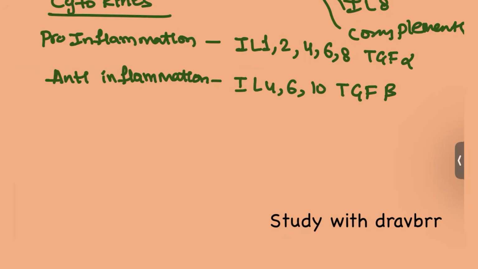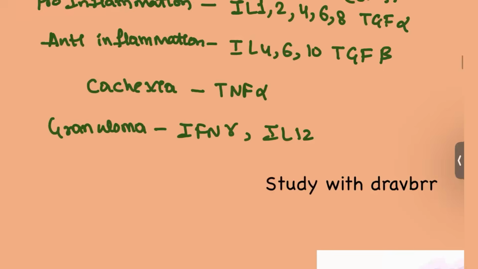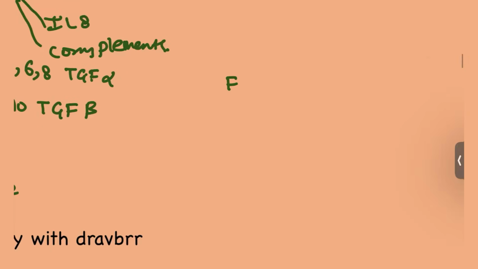Next, cachexia. What is meant by cachexia? Completely, muscle, bone, everything is going to be damaged. That is the cachexia. TNF alpha is going to play the role. Granuloma formation: interferon gamma and interleukin 12 are going to play. And next, coming to the fibrosis. Fibrosis is formed due to transforming growth factor beta. Eosinophils.